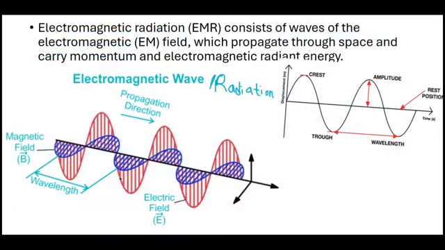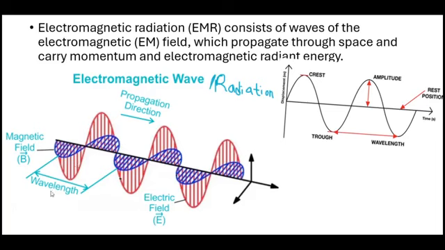Electromagnetic radiation consists of waves of the electromagnetic field, which propagate through space and carry momentum and electromagnetic radiation energy. This electromagnetic wave consists of a magnetic field and an electric field, which propagate through space in the same direction, carrying momentum.